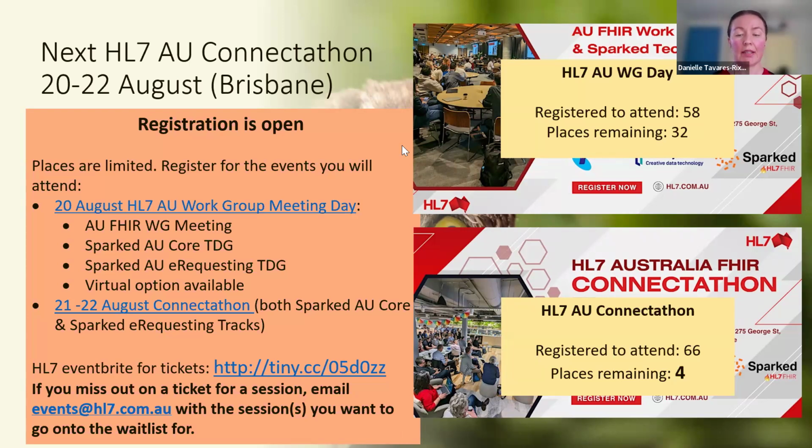If you miss out on a place, so if you go to register and you find that there are no more tickets available, what you want to do is email events@hl7.com.au with what you want to go onto the wait list for. And then if a space opens up, HL7 will contact you and let you know that you now have a ticket.